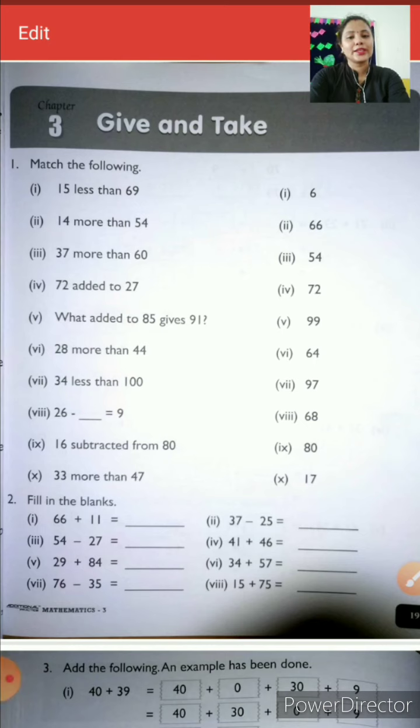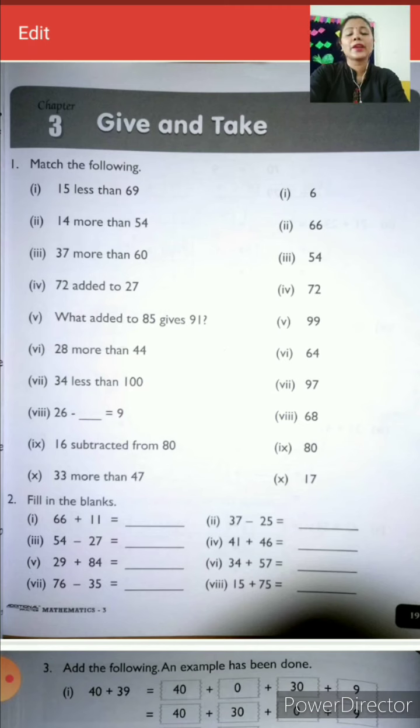So students, today in this session we will do our chapter number 3, and that is Give and Take. These are all the extra questions of chapter number 3 and you have to do them in your notebook. Clear? But before starting this video, there is one instruction for all of you. Please revise your previous work, check all the previous videos, and then start your extra questions. So let's start the video.